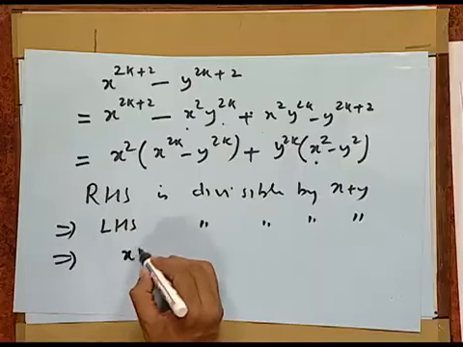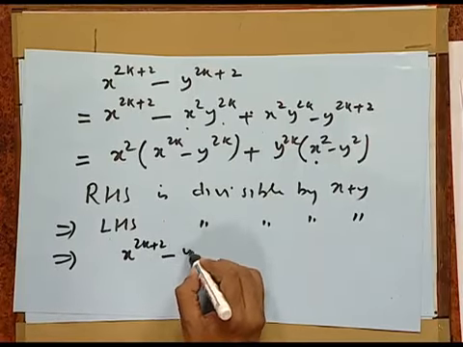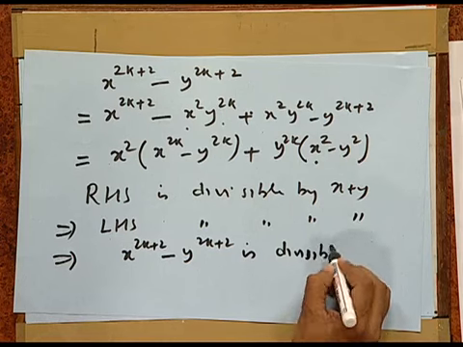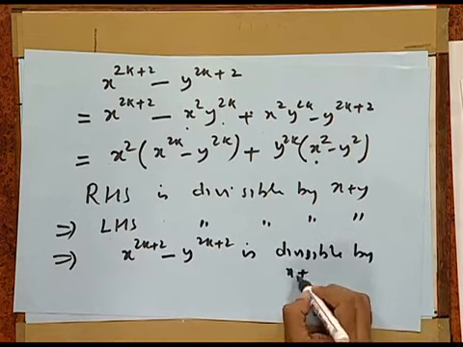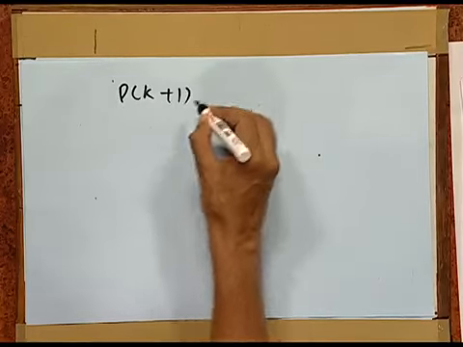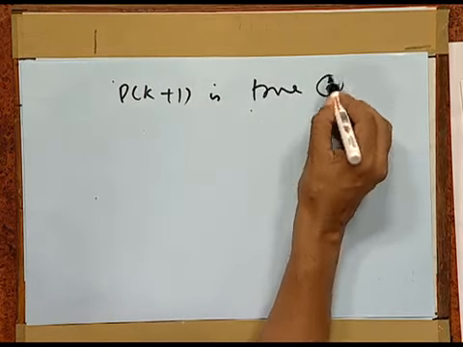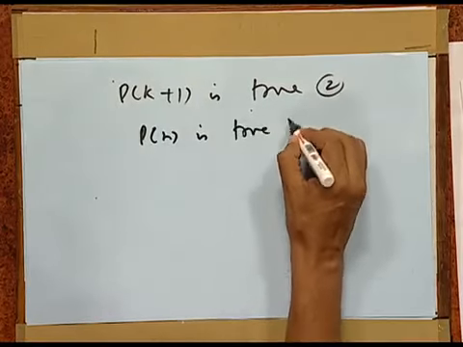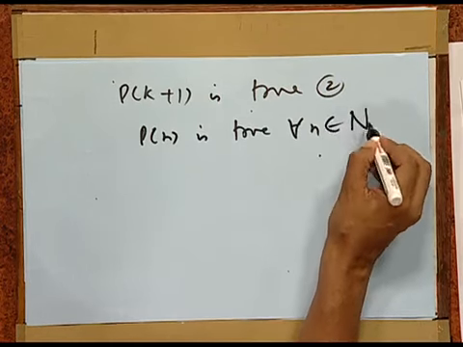That means x^(2k+2) minus y^(2k+2) is also divisible by x plus y, and thus we have proved P(k+1) is also true. Thus, both the two steps are cleared. So, we can claim that P(n) is true for all n belonging to N. It means the given result is true for all natural numbers.